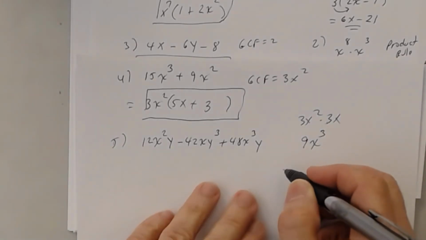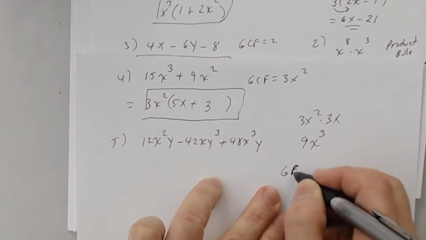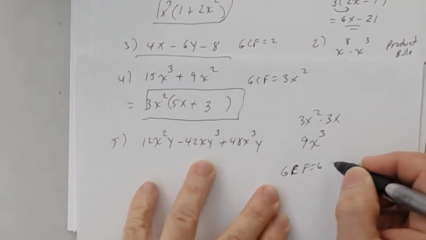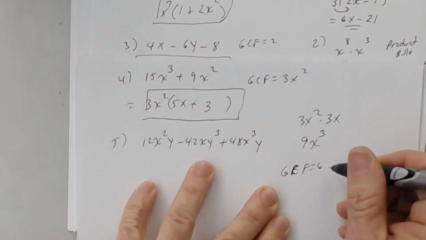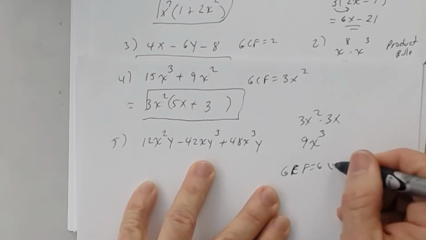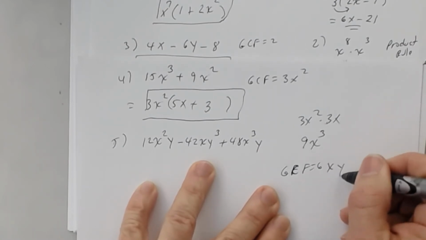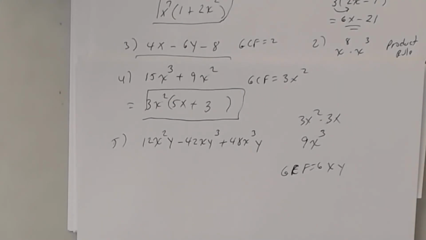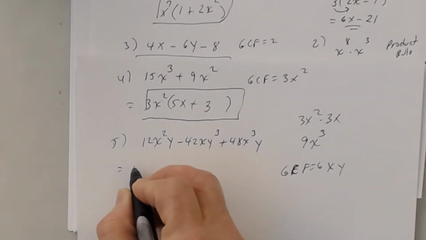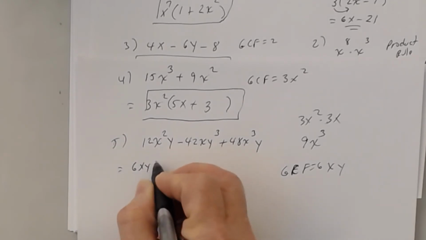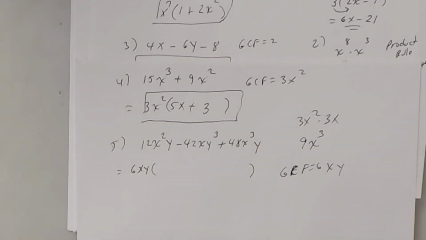All right, so far my GCF is 6. Now let's talk about the variables. One factor of x I need and one factor of y. Very good. The GCF is 6xy. So then that means I'm going to rewrite this as 6xy times 2x.